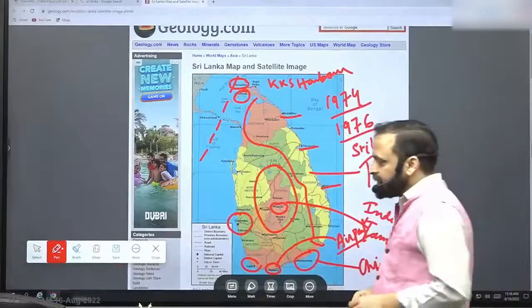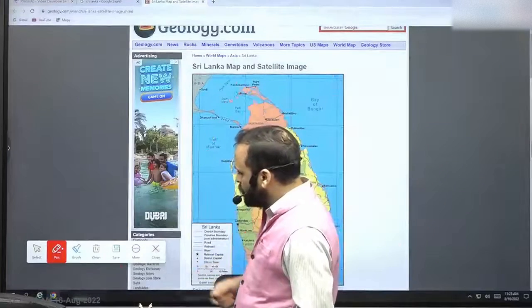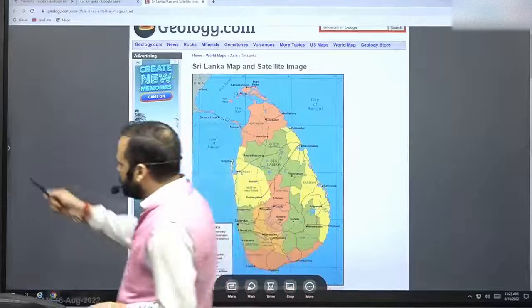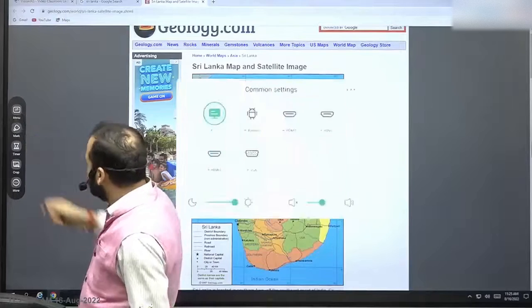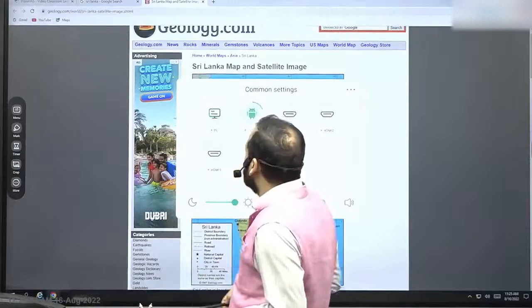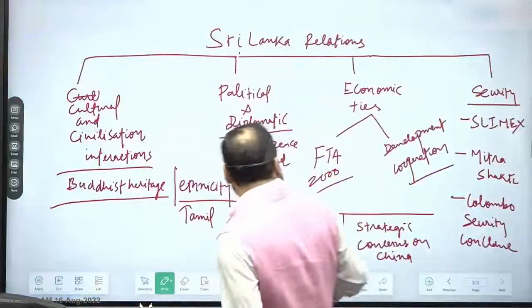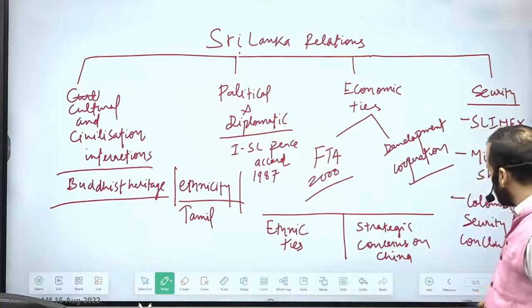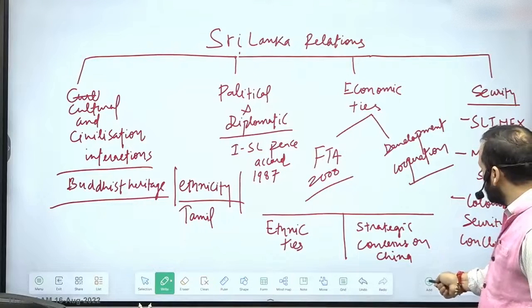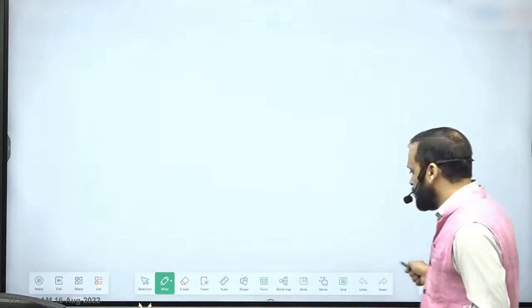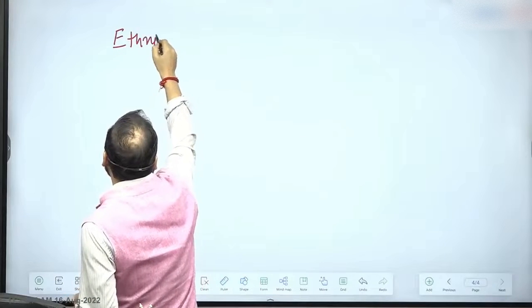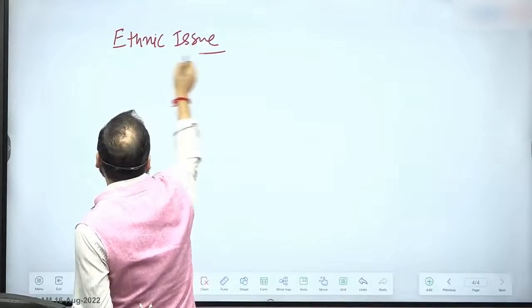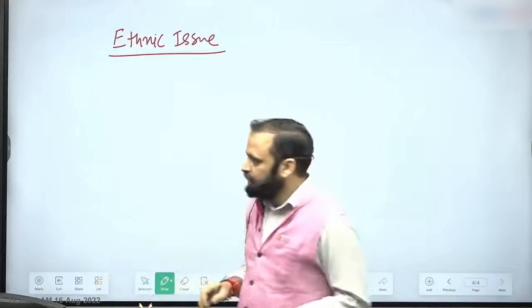Now once we have learned this, what we need to do is go back and learn about the other aspects of the relation, right? Other aspects of relations would mean that we talk about the different facets of this relation. So let's do that. First of all, let's talk about the cultural and civilizational elements. Let's talk about the ethnic issue in India-Sri Lanka relations.